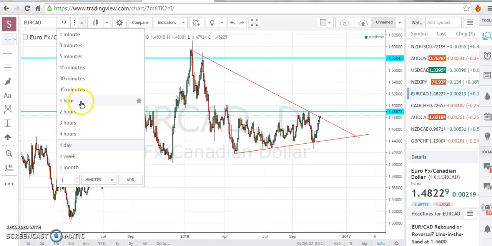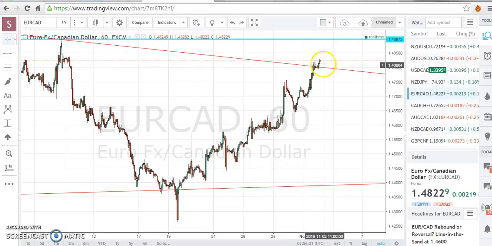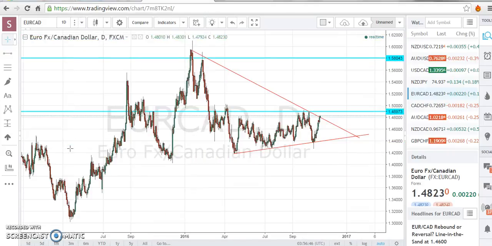Let's go to the hour chart right now. What I'm looking for is for price to come back down to the trend line, then not close under it, and we're gonna buy and take it up for like at least 50 to 80 pips. Now, once that happens, let's go back to the daily.